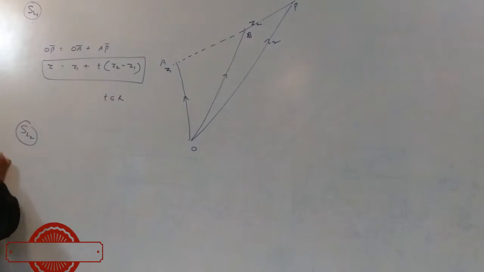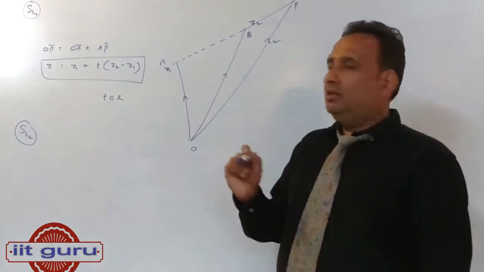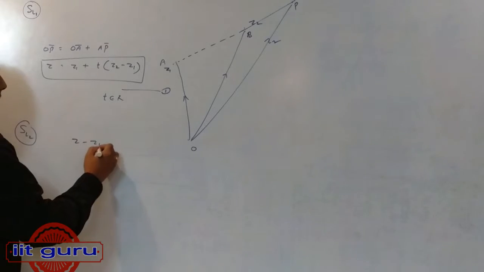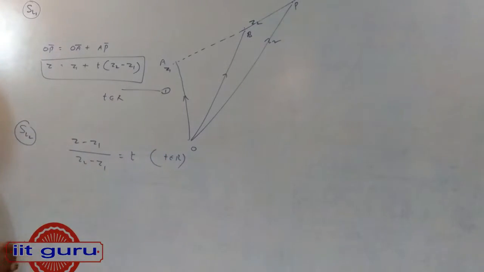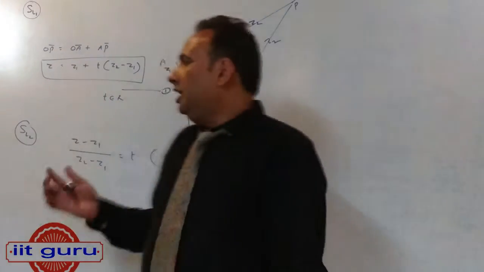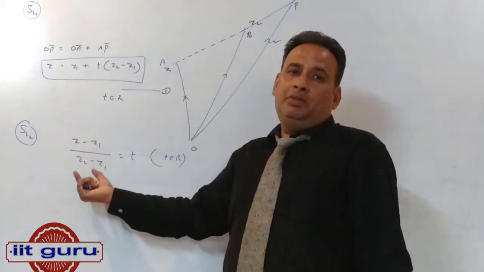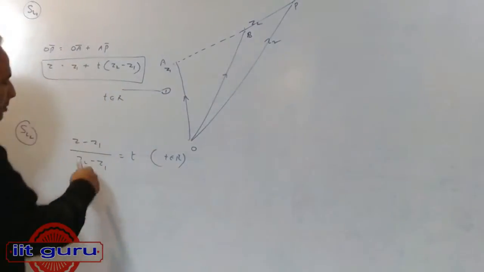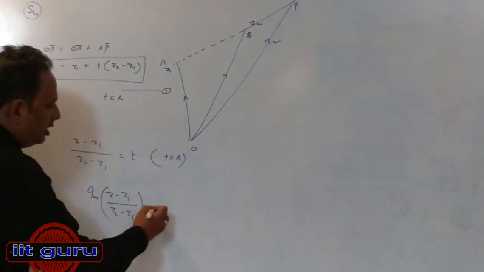Now go for SL2. Another equation of a straight line can be derived from the same line. As you know, t is a real number. So what is the value of t from equation 1? t can be written as (z minus z1) upon (z2 minus z1). As t is real, the left side is a complex number and the right side is a real number. So if the right side is real, then this is a purely real number, which means the imaginary part is 0. So the imaginary part of (z minus z1) upon (z2 minus z1) is 0, you have to make.